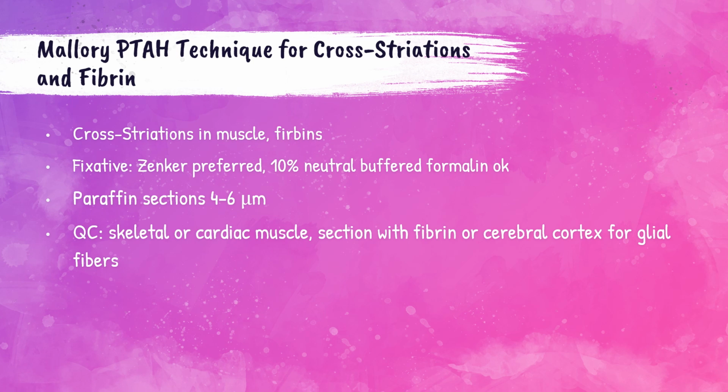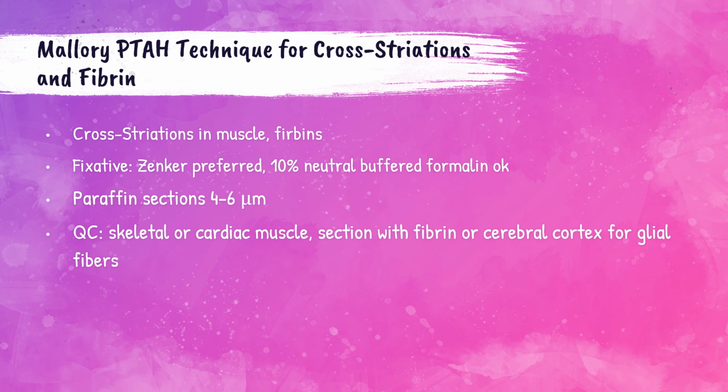So two different colors here. The blue and then the red-brown in color. So that's why it's called a polychrome stain. Paraffin sections should be cut from 4 to 6 microns in thickness, and the preferred fixative is Zenker solution, although 10% neutral buffered formalin is acceptable.